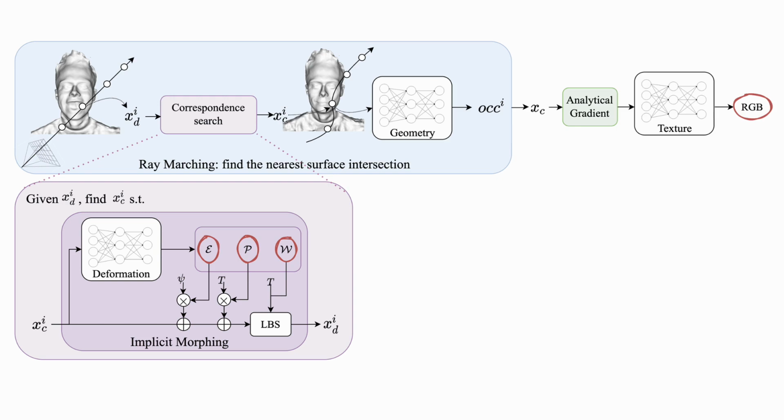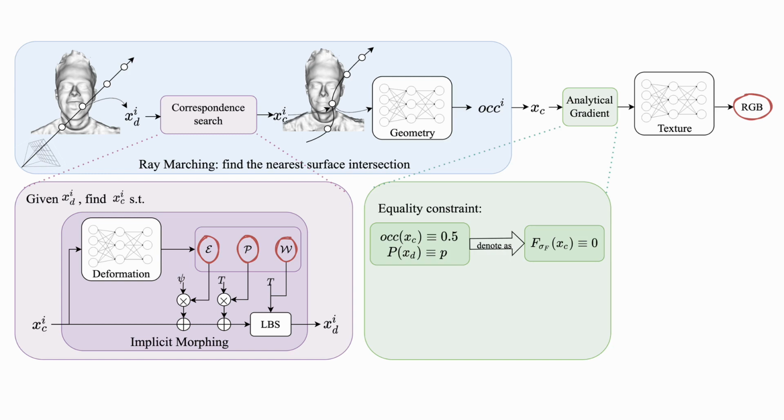Once the canonical surface point x_c is located, we can query the texture network to obtain the RGB value for the pixel. But first, we must derive the analytical gradient for x_c in order to avoid backpropagation through the iterative process. We observe that the location of the ray surface intersection satisfies two constraints. First, the canonical point must be on the surface, and second, the deformed point must project to the pixel location. With implicit differentiation, we can calculate the gradient of the canonical location x_c without backpropagating through the iterative process.